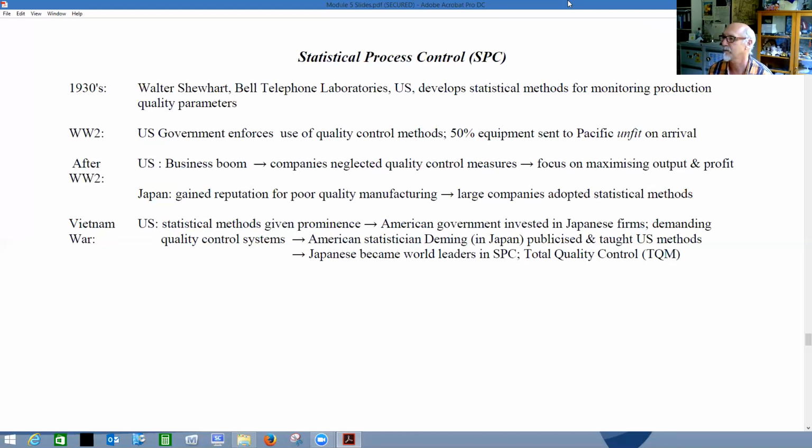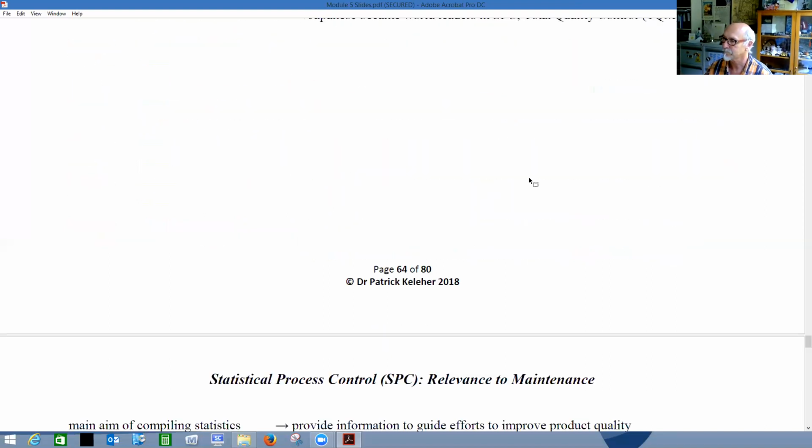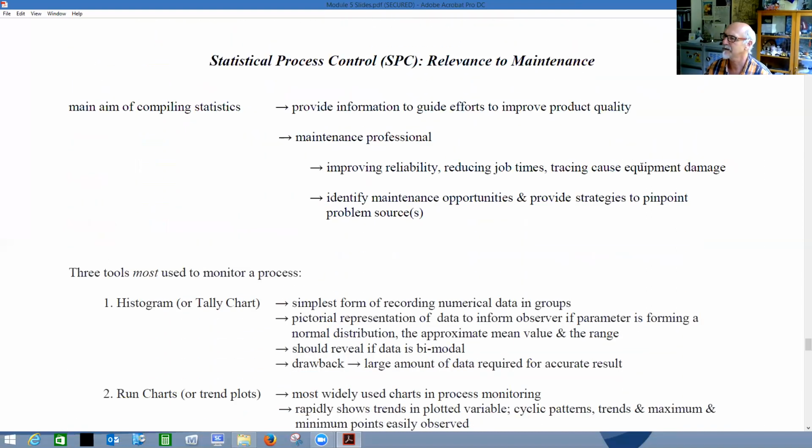A classic example of statistical process control was the total quality control process that came out of Japan, as one example. All right, so what's its relevance to maintenance? Well, the main aim is about compiling data and statistics. It provides information to guide efforts to improve product quality. For the maintenance professional, in your case, it's going to hopefully help you to improve reliability, reduce job times, and trace the cause of equipment damage. Identify maintenance opportunities and provide strategies to pinpoint problem sources, and also maintenance scheduling.